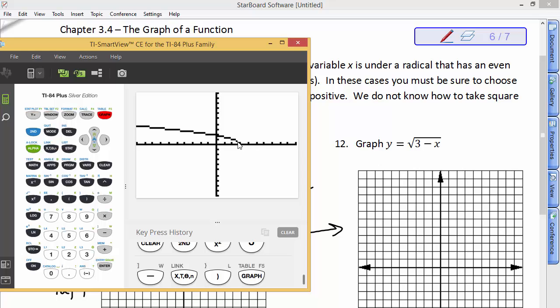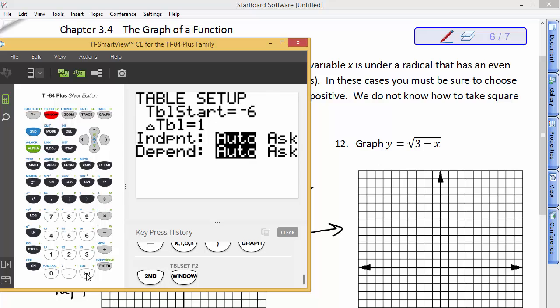Let's go ahead and check the table. We thought x could be 3 and less. So let's start it at a negative 2 and see what happens when it gets up to 3. So 3 is okay, but 4, there was an error.